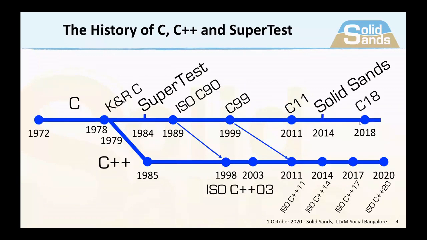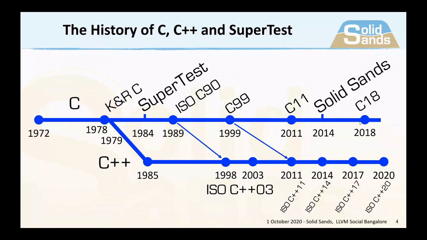So let's start with a short history of C and C++ and where Supertest fits in. The first implementation of C is from 1972, with the first book about C coming out in 1978. That was the K&R C book. The first implementation of C++ is from 1985. So all these languages are already quite old. Similarly, Supertest is already quite old. So Supertest dates from 1984, or at least the first test. And that's because Supertest used to be part of a compiler development company where Supertest was used to validate those compilers. So Supertest was really developed hand in hand with compiler development as well.